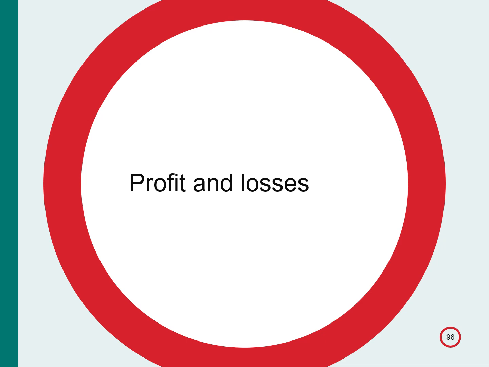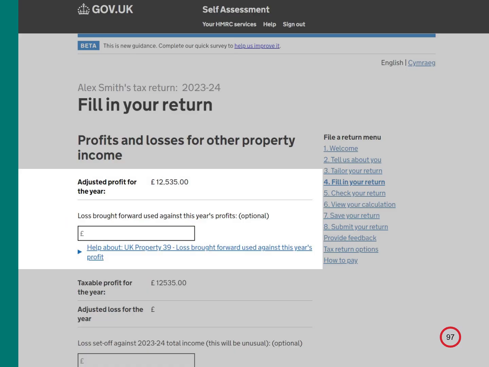We'll move on to the Profits and Losses page of the UK Property section of your tax return. On this page, if you had an adjusted profit for the year, in the Loss Brought Forward box, you must enter any loss from this property business that you've brought forward from earlier years. The amount you enter cannot be more than the adjusted profit for the year. Any remaining loss can be carried forward to a later year and should be included in the Any Other Information for Other Property Income box we'll see shortly.